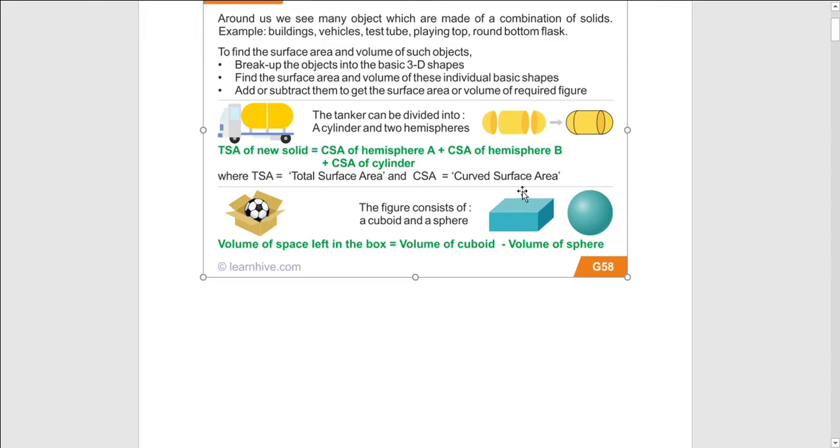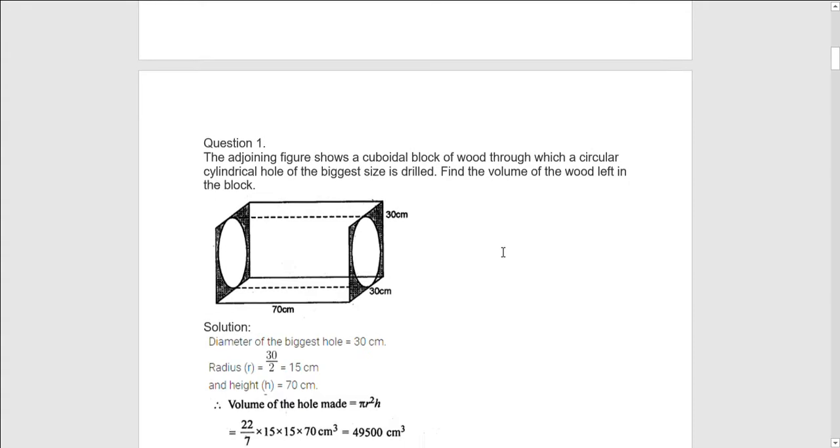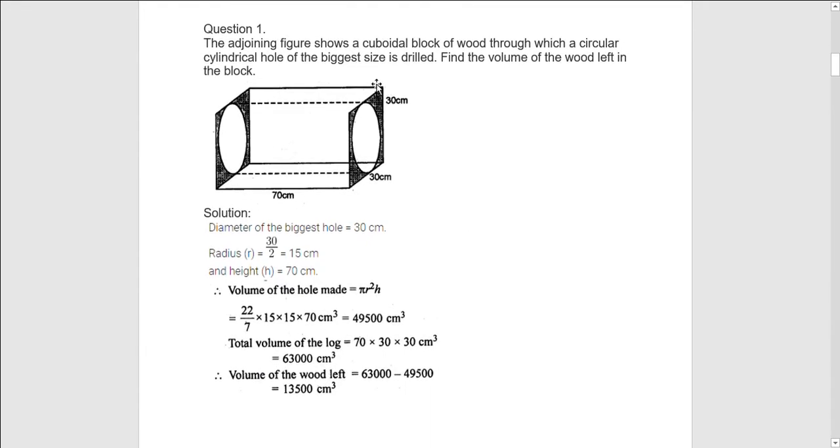For example, if in this cylinder one cone is kept and you are asked how much space is left, it means volume of cylinder minus volume of cone. This is how you are supposed to calculate for the figure. I hope you understood the combination of figures. Now let us start with the exercise. The very first question: a cuboid wooden block, and inside it a cylindrical hole of biggest side.